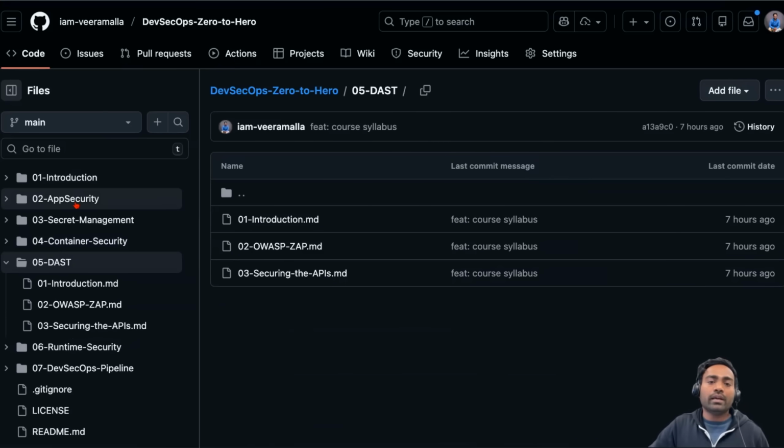In day 5, we will focus on a different concept of DevSecOps, that is DAST. In day 2, we already learned about SAST. In day 5, we will focus on DAST.